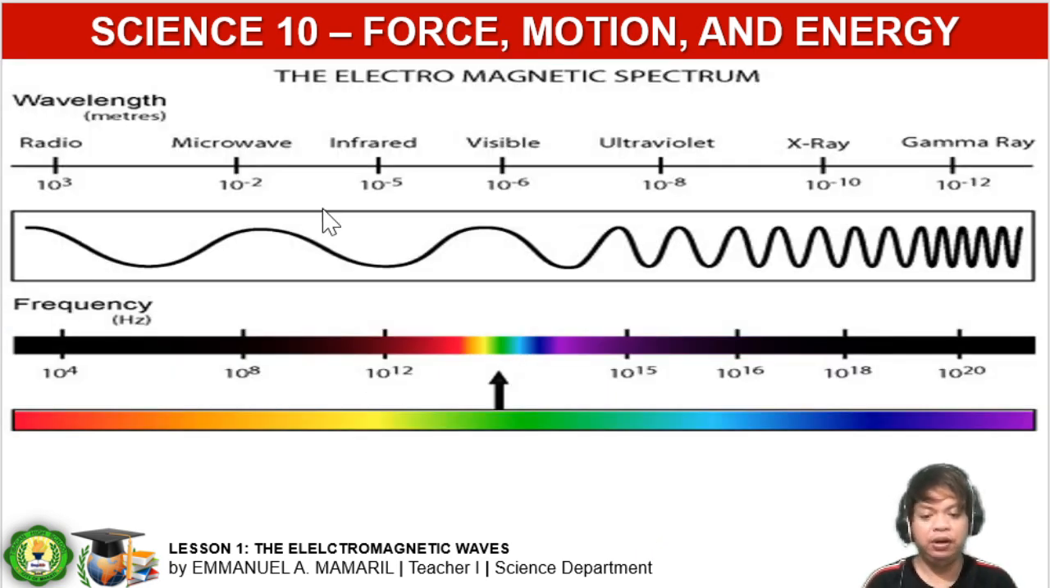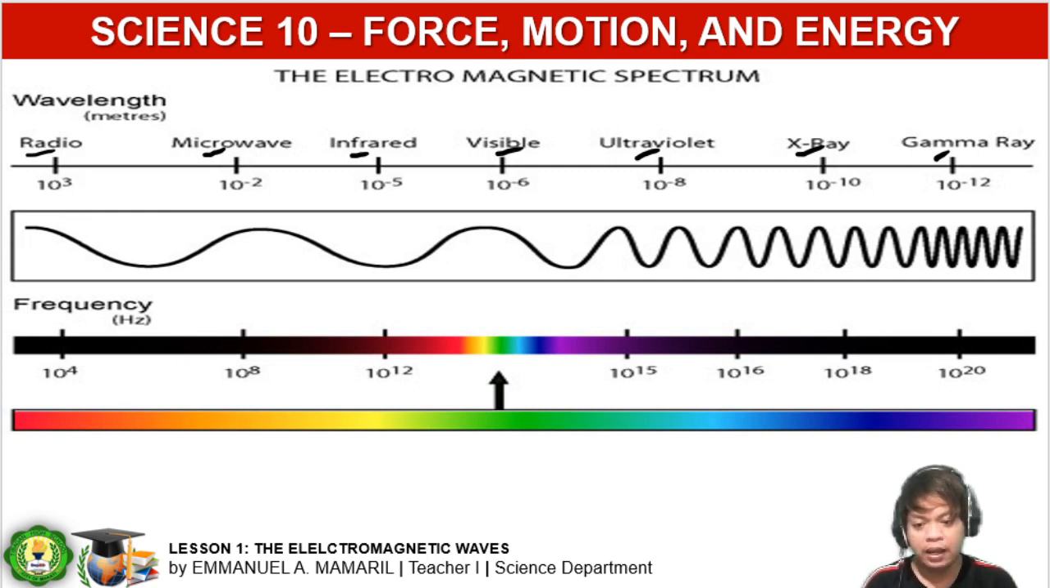As you can see here in this representation of the electromagnetic spectrum, we have here the radio, the microwave, infrared, visible, ultraviolet, X-ray, and gamma ray. Let us talk about the wavelength first. Okay? So wavelength here is measured of course in meters. So ito po yung sukat ng wavelength, yung haba ng one crest to another crest or to the next crest ng radio wave, microwave hanggang kay gamma ray. So let us start with radio wave.